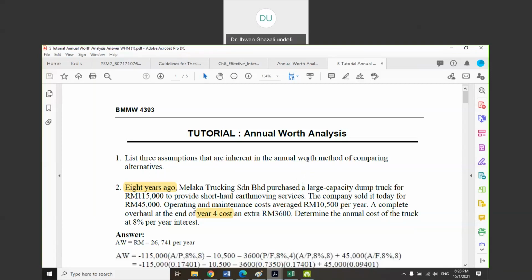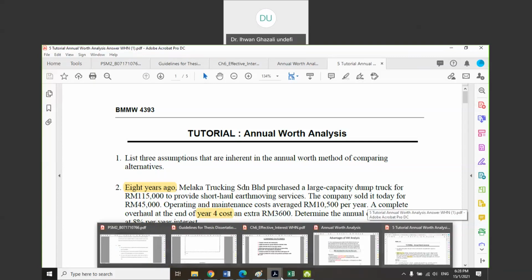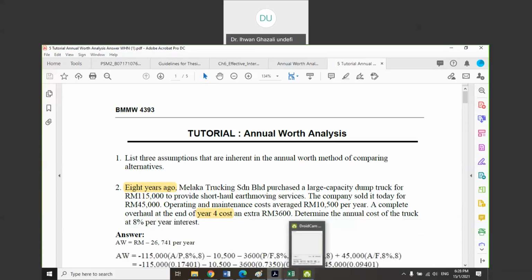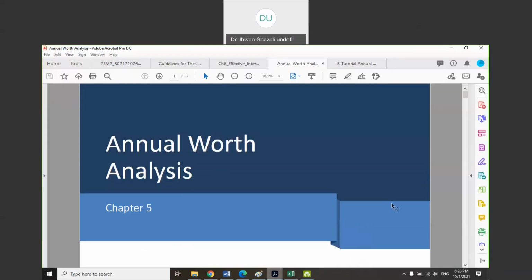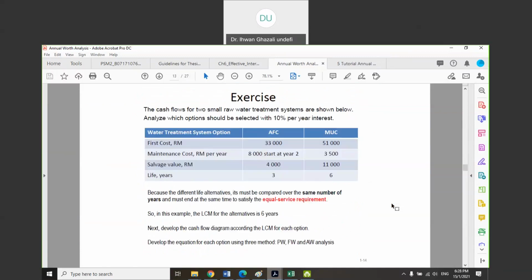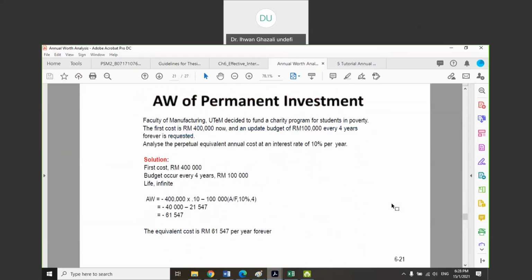Okay, in this section we have two tutorials, actually: tutorial 5 and tutorial 6. In tutorial 5, this is about annual worth analysis. I think you already read everything in the slides on annual worth analysis. This is in chapter 5. You need to read all of this, and there are also some examples that may be useful for you.